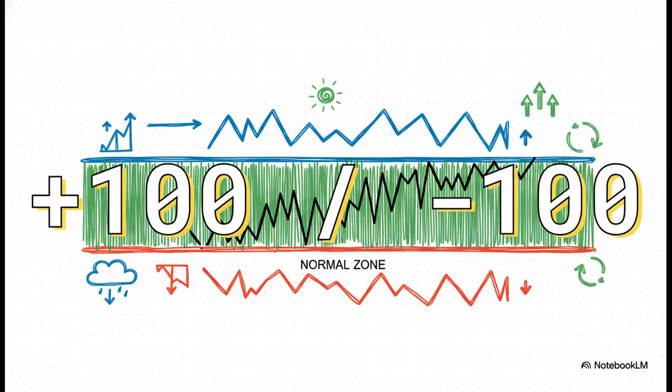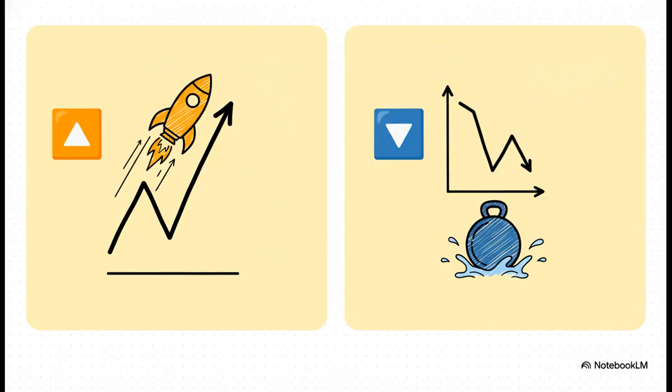The whole story of the CCI really revolves around 2 super important levels, plus 100 and minus 100. The creator, Donald Lambert, figured out that for most assets, about 70 to 80% of all the price action happens right there between those 2 lines. So you can think of that area as the normal zone of price behavior. So what happens when it leaves that zone?